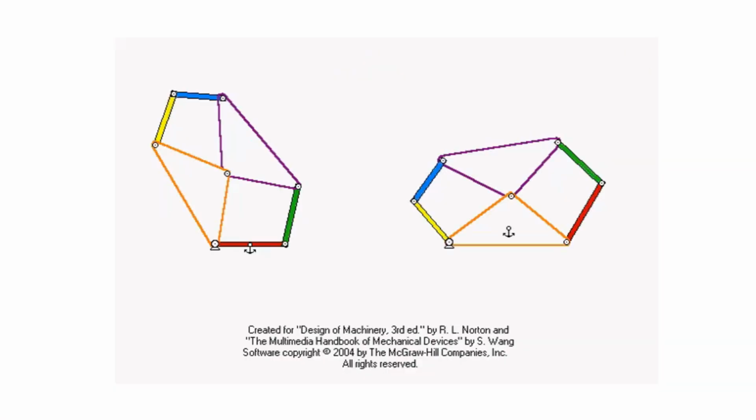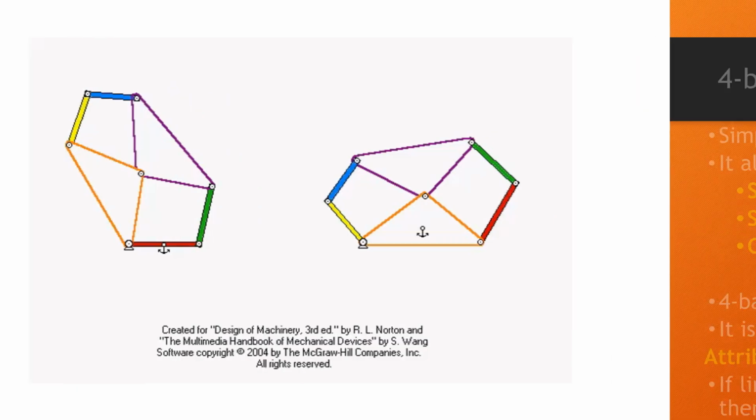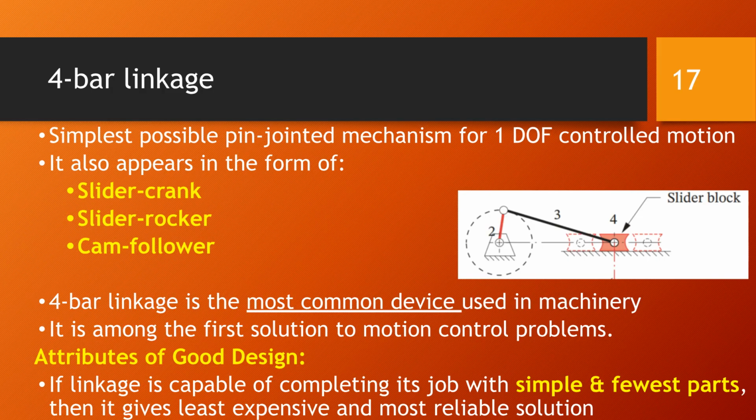Now we transition to our third core topic, the 4-bar linkage. It is the simplest pin-jointed mechanism for achieving 1 degree of freedom, serving as the basis for many common machine designs. A 4-bar linkage appears in several forms, including the slider crank, slider rocker, and cam follower. Because of its simplicity, it is often the most cost-effective and reliable solution for motion control.